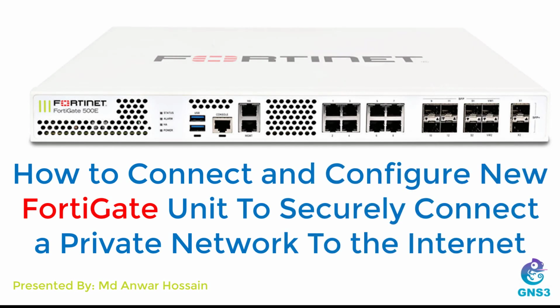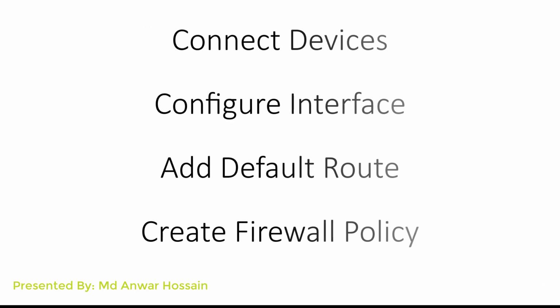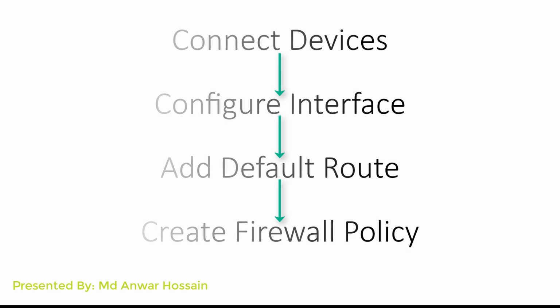In this session, we'll learn how to connect and configure a new FortiGate unit to securely connect a private network to the internet. Before we do the configuration, I'm going to show you the installation process. First, you need to connect FortiGate into your network. Secondly, to connect to the internet, you need to configure the FortiGate network interface. Then add a default route and finally create a firewall policy. So let's get started.